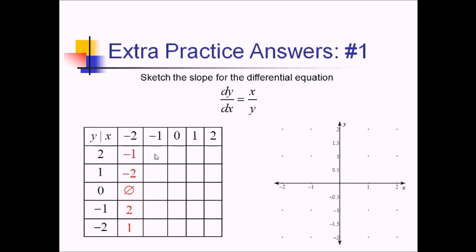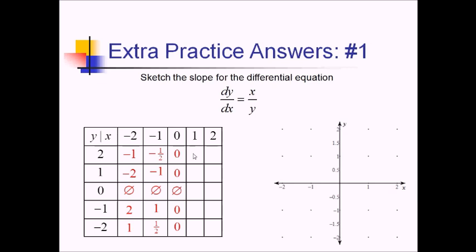Moving on to -1 now. -1 over 2, that's -1/2. This will be -1, undefined. -1 over itself is 1. And then we've got +1/2. Now for 0, this is going to give us 0 for everything except 0 over 0. So we've got 0, 0, undefined, 0, and 0.